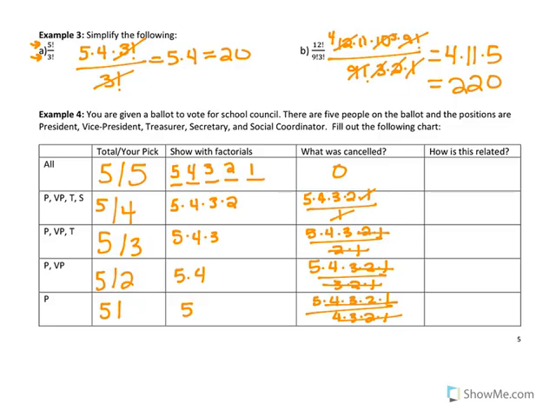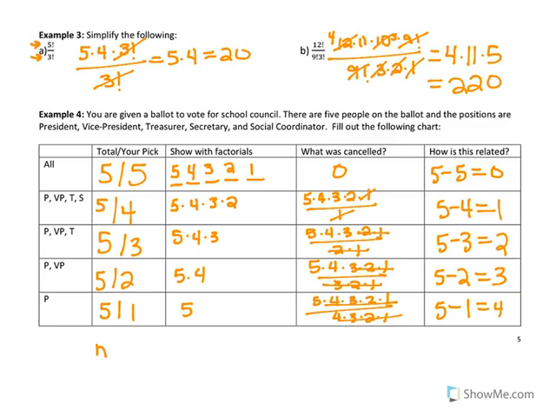So how is this related? Well, the first one I had to cancel 1, so 5 minus 4 is 1. The next one I had to cancel 2, so 5 minus 3 is 2. The next one I had to cancel was 3, so 5 minus 2 is 3. And last one, 5 minus 1 is 4. And it even works on the first one. 5 minus 5 is 0.